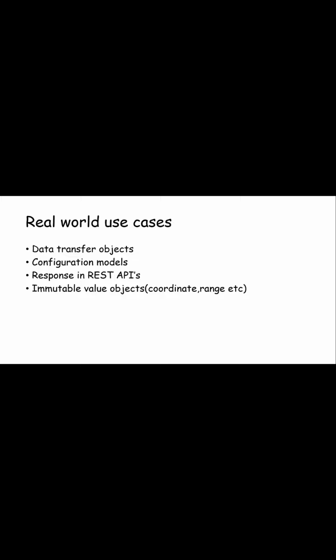So where are they used? Mostly in data transfer objects, where the purpose of the object is just to hold the data and use it for transfer. They are also used for configuration objects, where we use config values which are static in nature and rarely change, so there we can use configuration records.